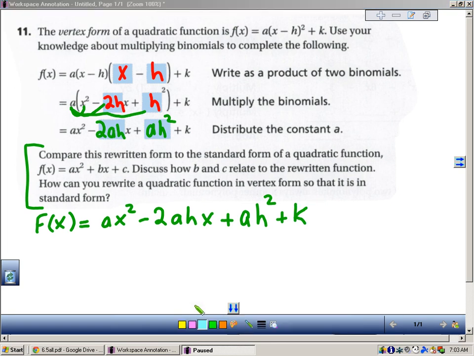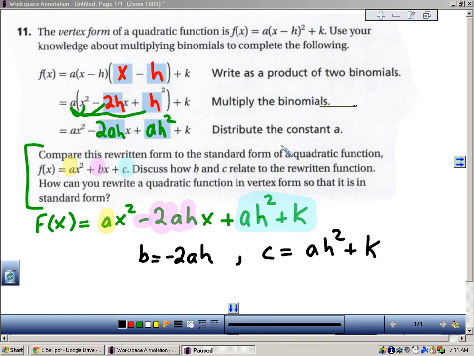comparing them, what I notice is that my A value, of course, is in the same position, but the B value here in the standard form would be this value here, with the negative sign included, okay? And then the C value in the standard form corresponds to this value. Okay, so there's a more specific relationship between how B and C are related to the standard form of a quadratic function when being compared to this new form.